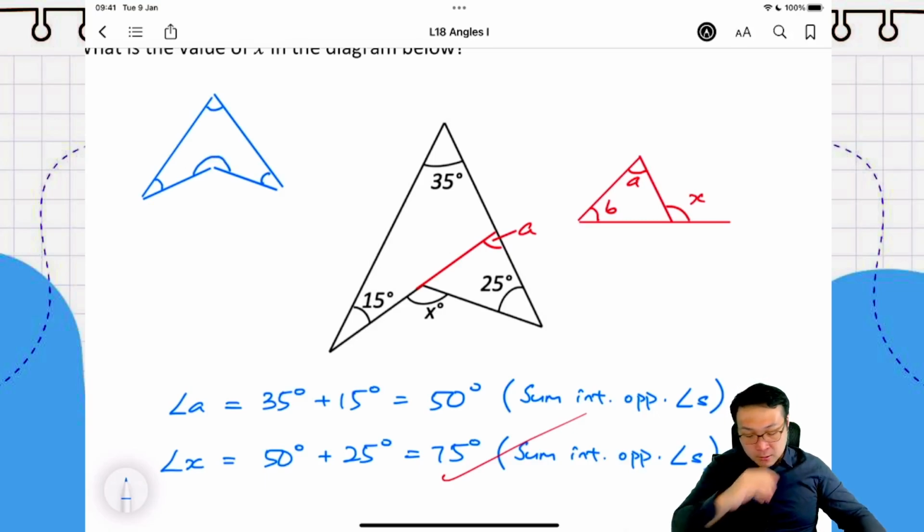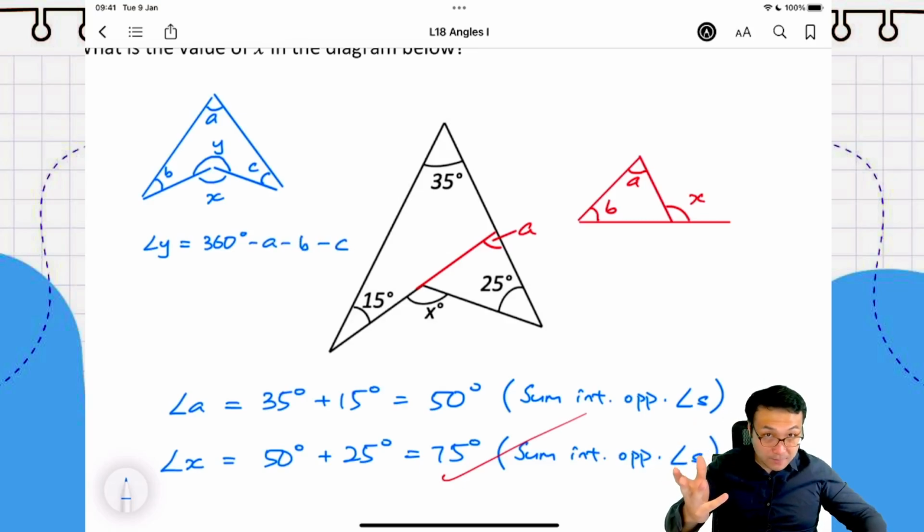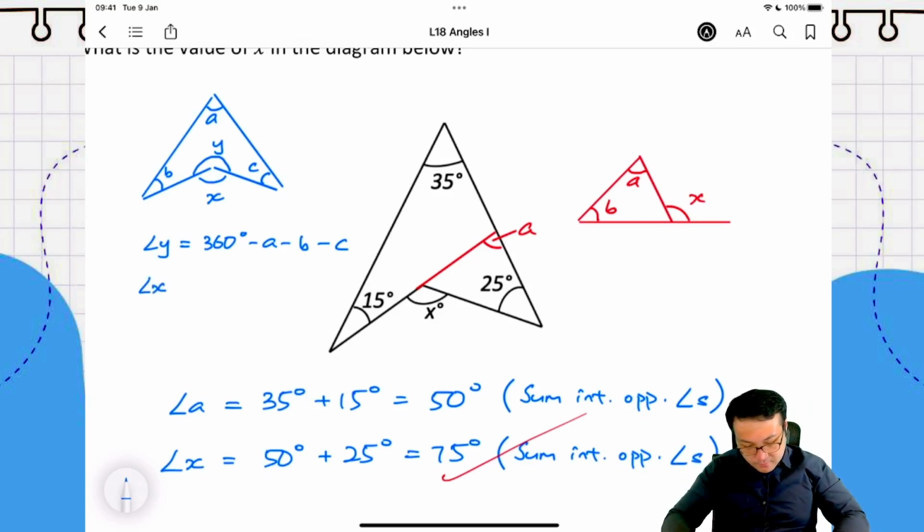So if you call this A, you call this B, and you call this C, then let's call this x and let's call this y. Now, students, if you want to find angle y, then it's actually 360 minus a, b, and c. Then you found angle y. But if you want to find x, because x and y give you a complete circle, and a complete circle is also 360, right? So 360 minus y.